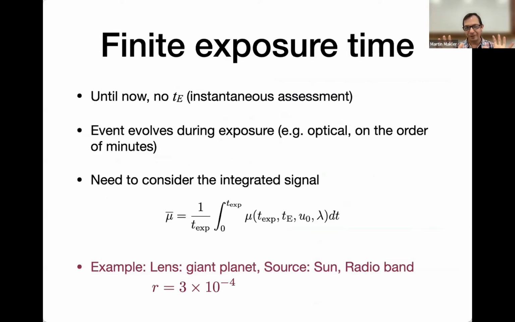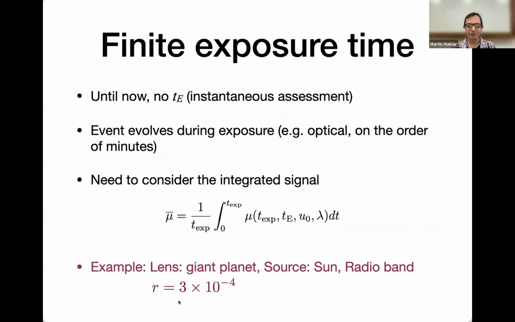Okay, so as this is seen in the spectrum, the spectrum may have a finite exposure time. If we think in the optical, for example, we would have maybe minutes or hours of exposure time to get the spectrum, and we need to consider some mean of this magnification, which is frequency dependent, but also time dependent. So let's see what happens with this integrated effect, if it's not destroyed by the integration time.